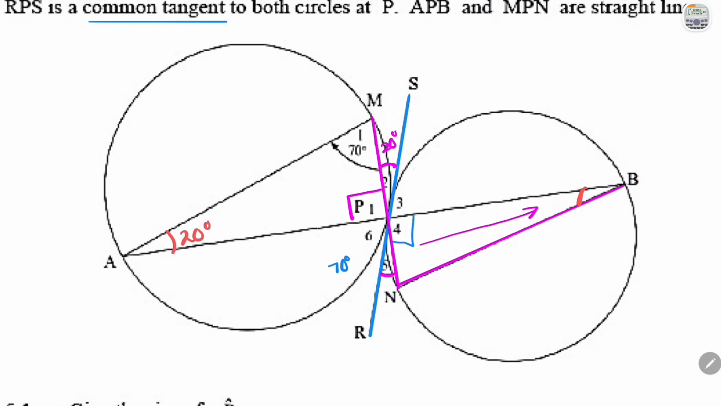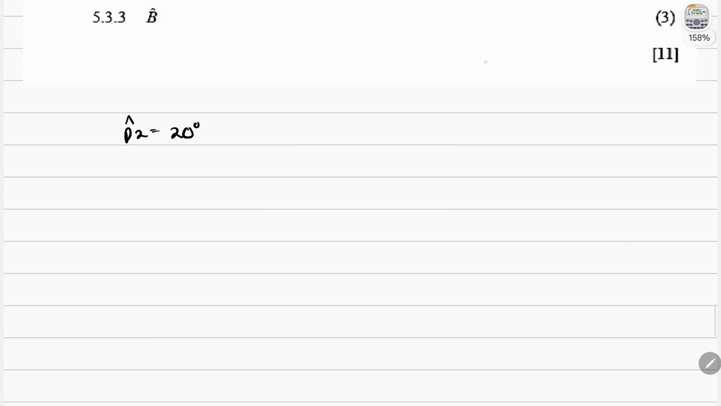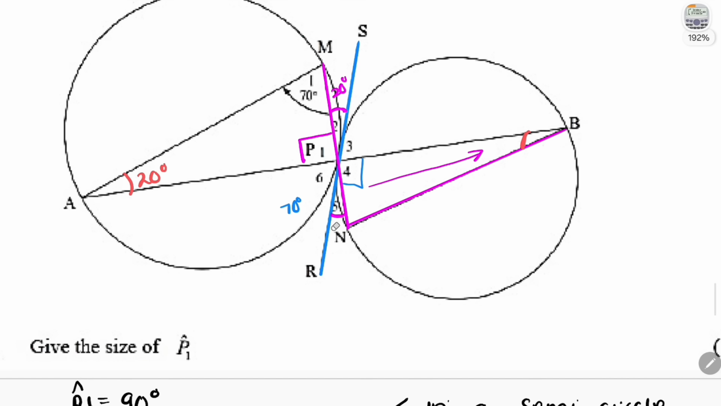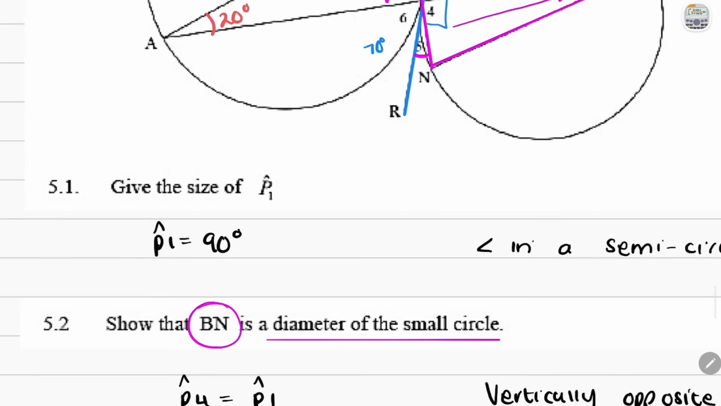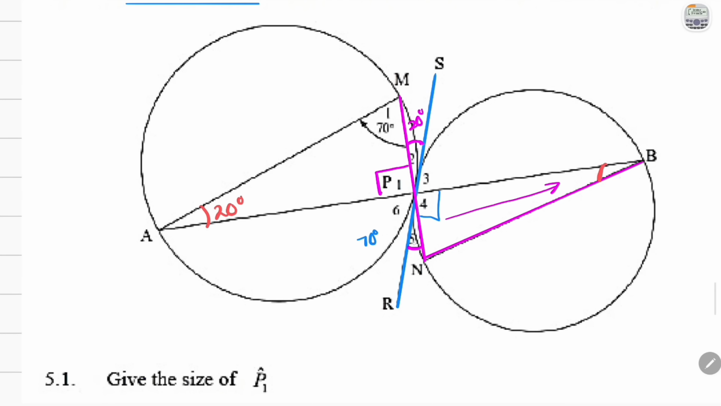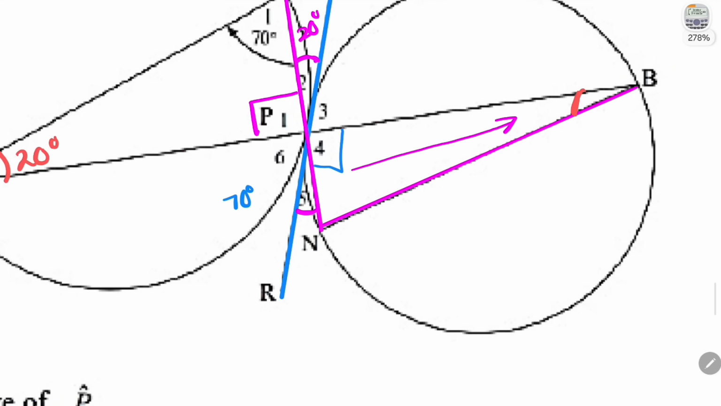But then, we can just start putting this down. We'll start by saying we can see that angle P2 is equal to 20 degrees because of the tan chord theorem. But we can see that angle P2 is also equal to angle P5, which is 20 degrees. So because of vertically opposite angles, angle P5 is equal to 20 degrees. Okay, and then angle P5 is the angle between this tangent and the chord, so it's equal to the angle subtended by that same chord.